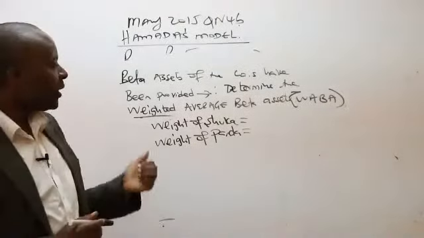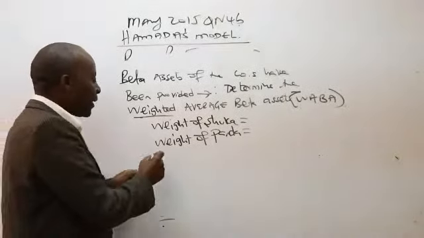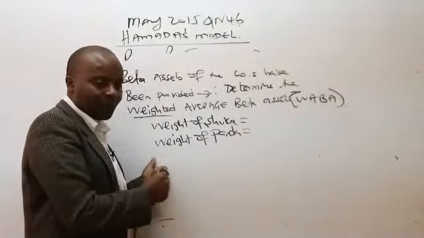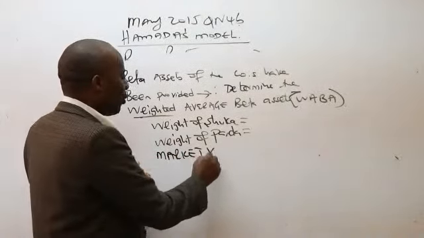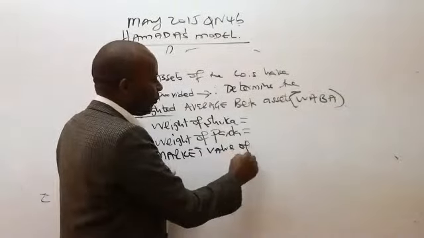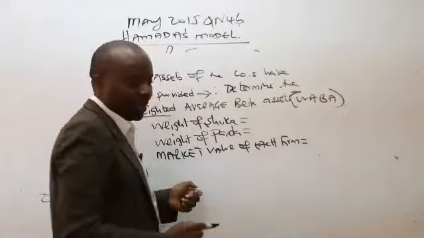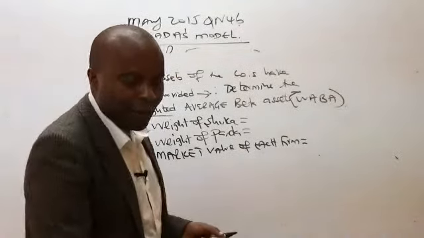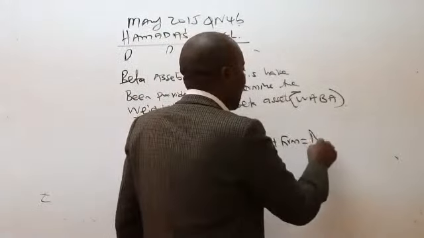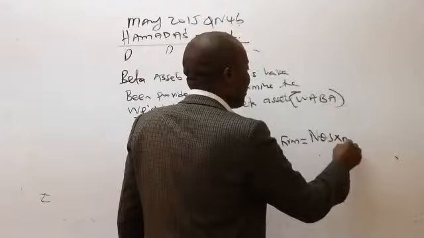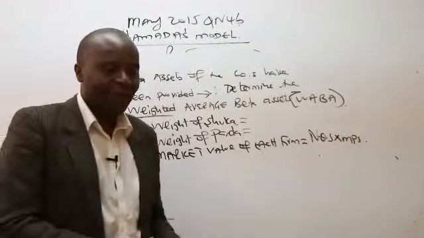Very good. Mary has been able to know that for us to get the weight, we must get the values of the firms. We must get the market value of each firm. These students of mine are very bright. To get the market value of each firm, they are telling me to take the number of ordinary shares times market price per share.